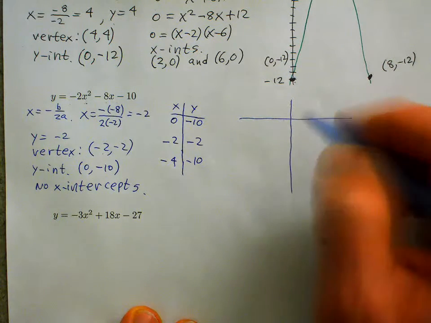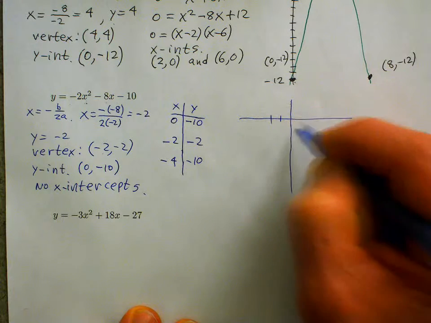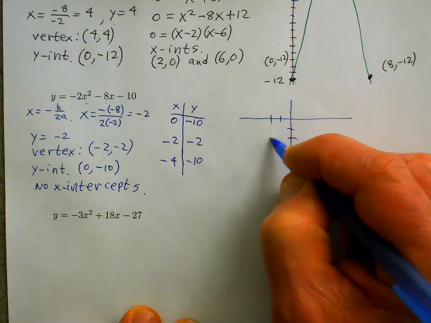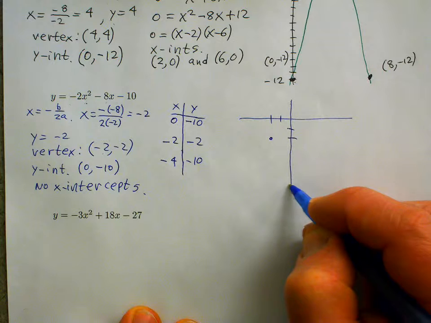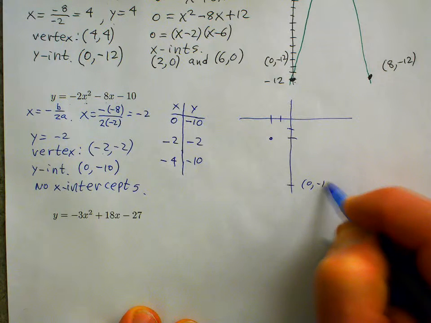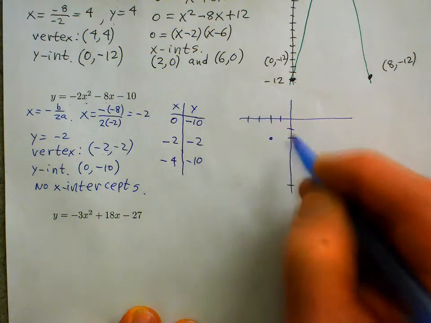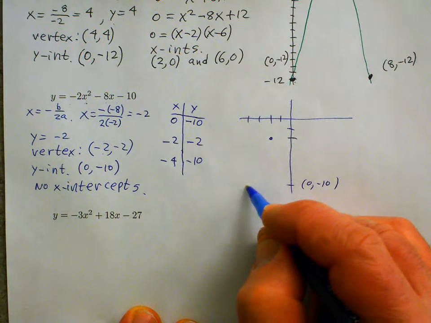So we're out of time. Negative 2, negative 2. 0, negative 10. And negative 4, negative 10.